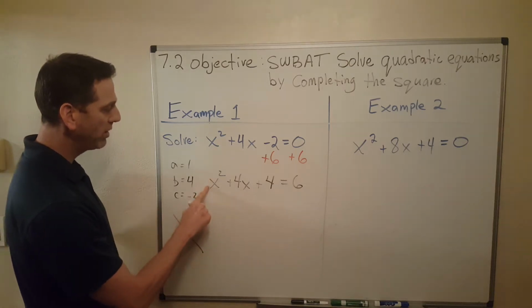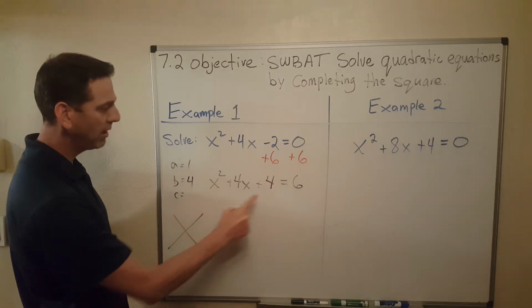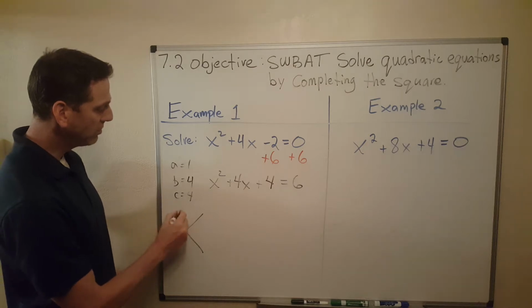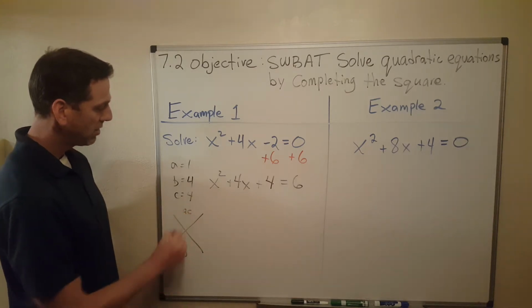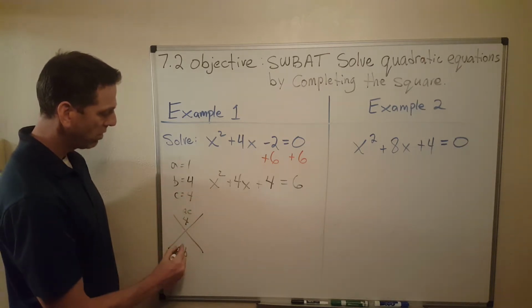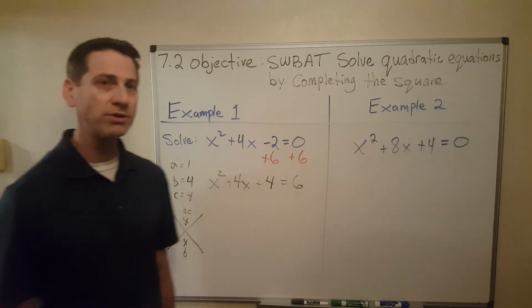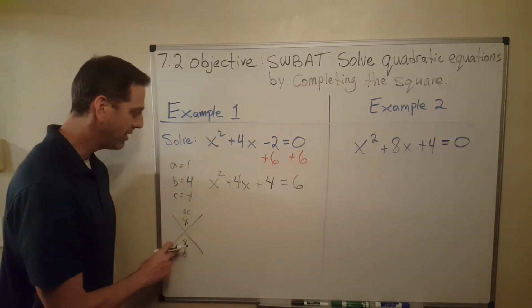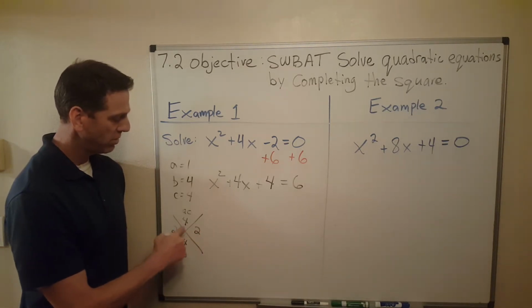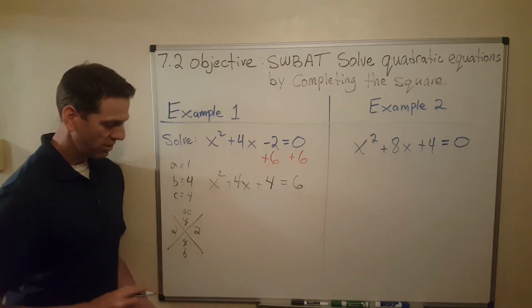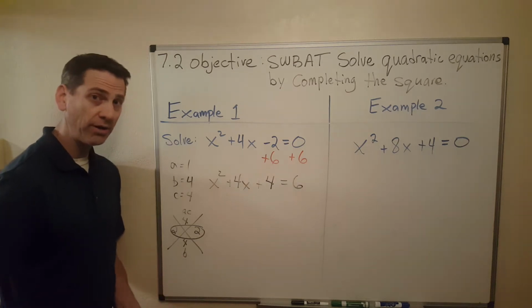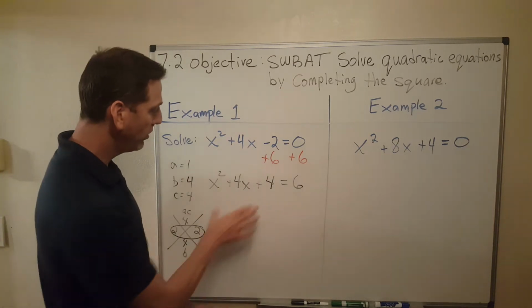So A is 1, B is 4, and this time C is also 4. So AC goes right here, and B goes here. So 1 times 4 is 4, and B is 4. What two numbers multiply to give me 4 and add to give me 4? Well, that's an easy one. 2 times 2 is 4, and 2 plus 2 is 4. Those are going to be our numbers, 2 and 2. So we can factor that here.